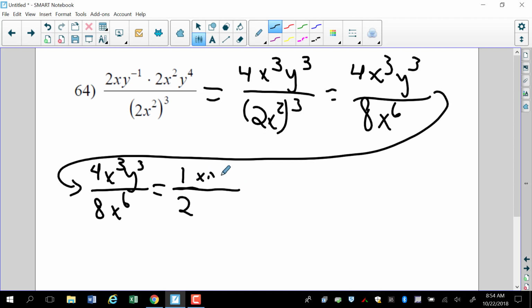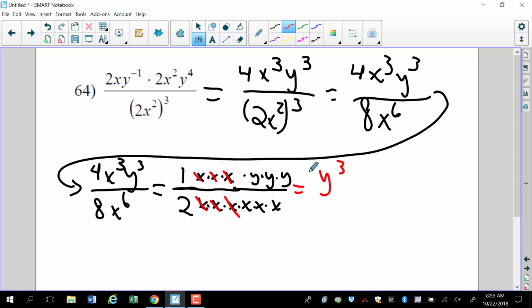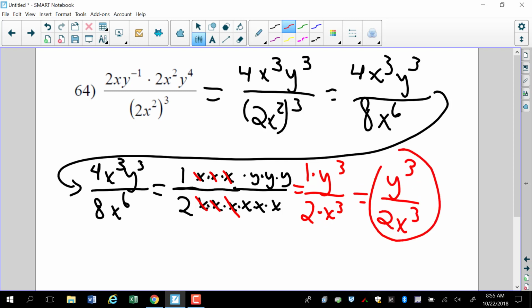4 over 8 is 1 over 2, or 1/2. Now I'm going to write it this way when I do the canceling. And then I have this. So if you take a look at this problem, I can cancel this x and this x. That's it. So 4 over 8 reduces to 1/2. I can cancel my x's, and I'm left with y to the third and a 1. And on the bottom, I'm left with 2 and x to the third. If you want to write it a little bit neater, y to the third over 2x to the third.